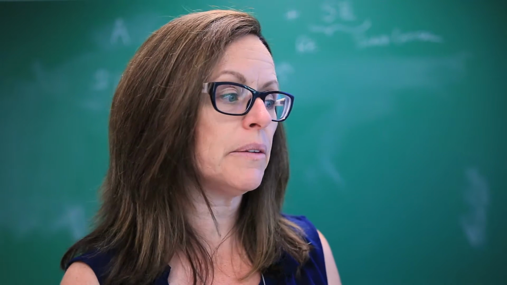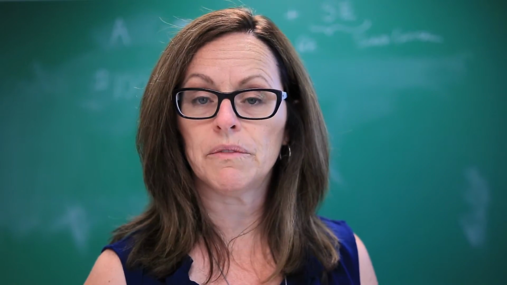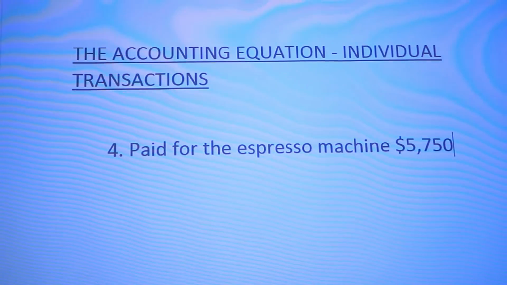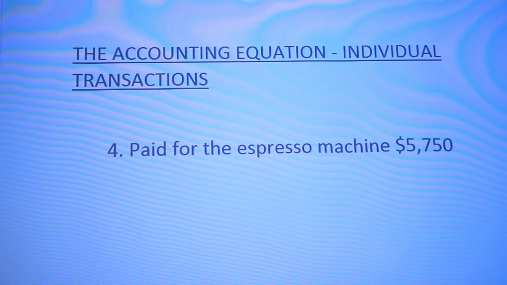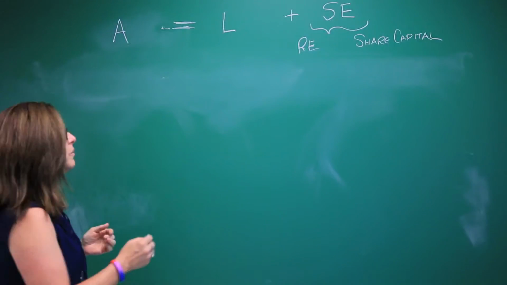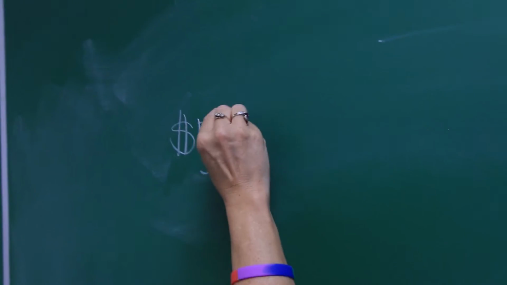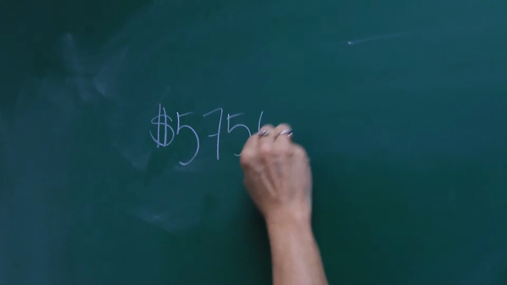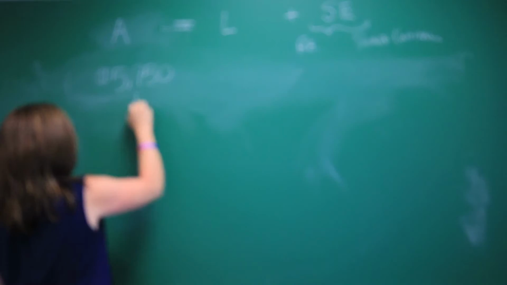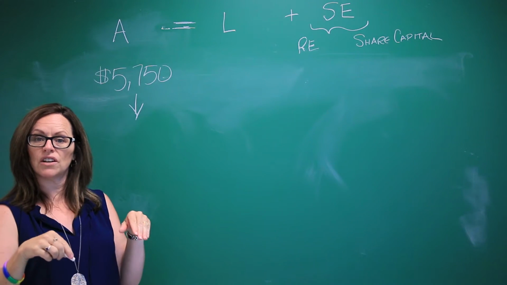Okay, example number 4. In this case, the company is going to pay for that espresso machine. Remember they'd bought it on account? Well, now they're going to pay for it. So in this case, let's just erase this off. What's happening to our cash in this case? Well, our cash is going down by the $5,750. Our cash has gone down.